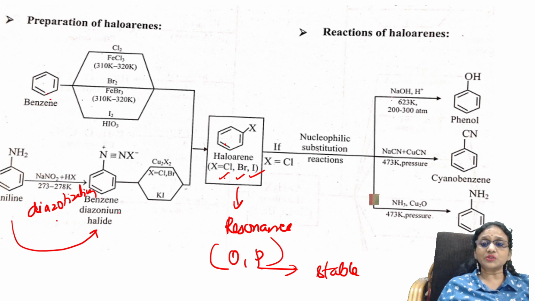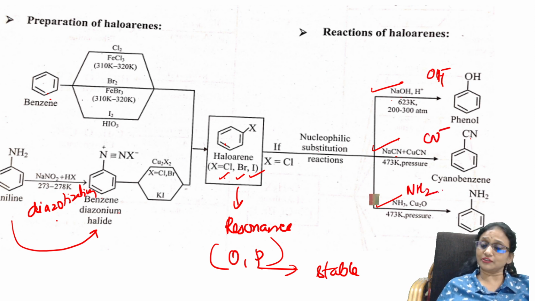So the first one, sodium hydroxide, where the nucleophile is OH, you'll be getting phenol. Here in the second case, sodium cyanide, where the nucleophile is CN. In the third case, ammonia, where NH2 is a nucleophile. So you will be preparing the different compounds by nucleophilic substitution reactions, taking OH as a nucleophile here, CN minus as a nucleophile, NH2 as a nucleophile. Got it, students? So this is where your nucleophilic substitution reaction lies.